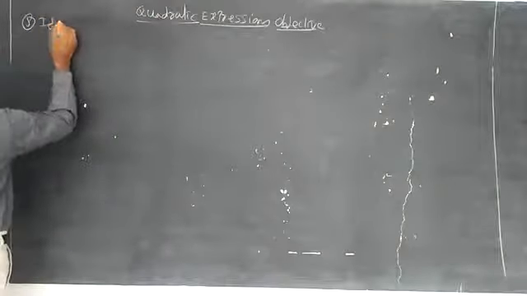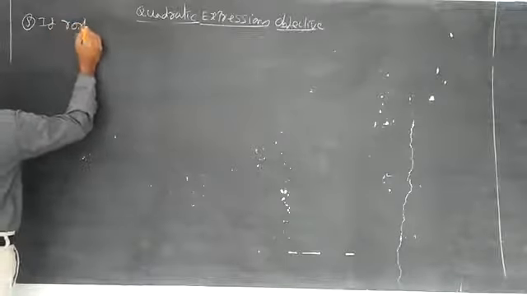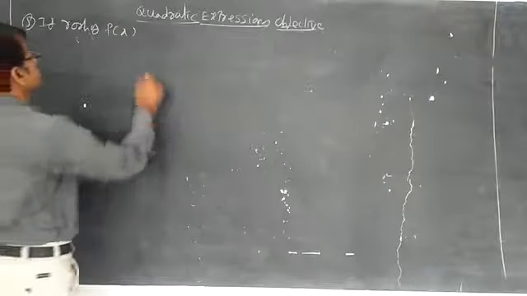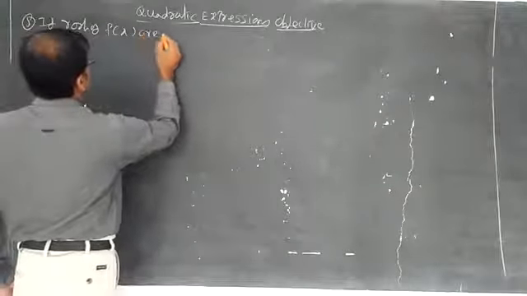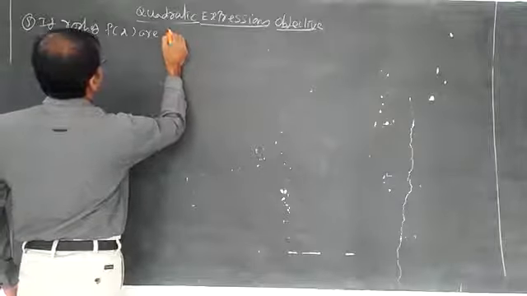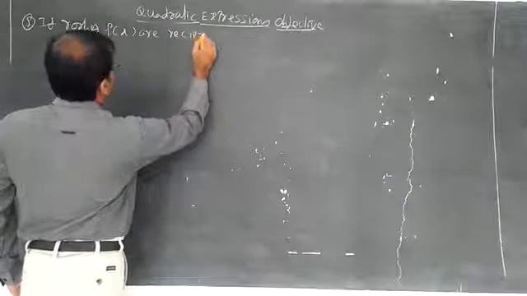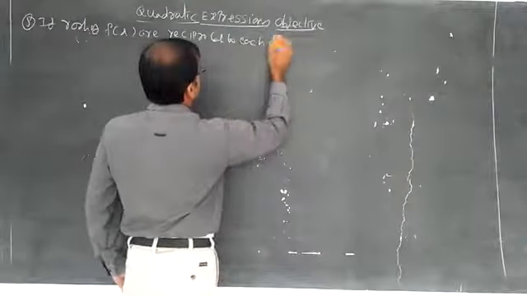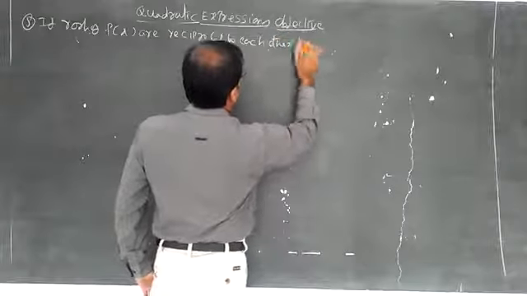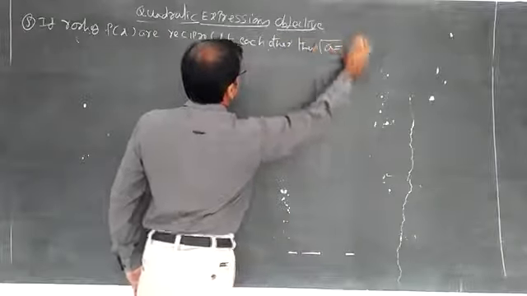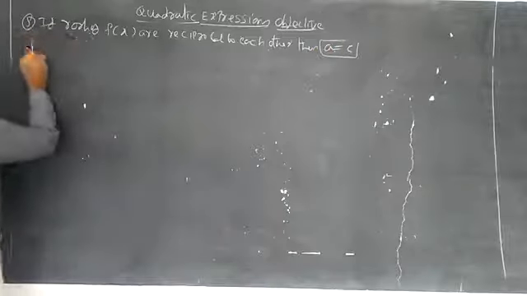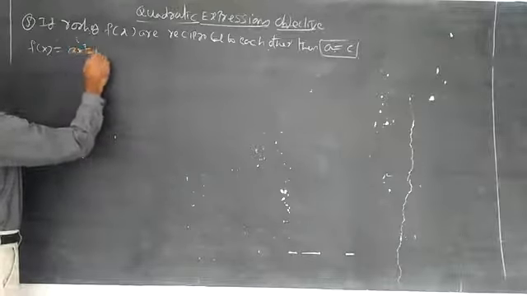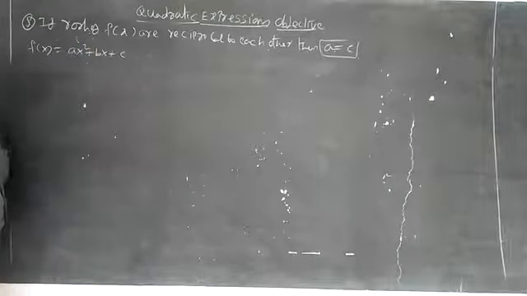Eighth formula: if roots of f of x are reciprocal to each other, then a is equal to c. Let me explain this one. Take the equation f of x is equal to ax square plus bx plus c.